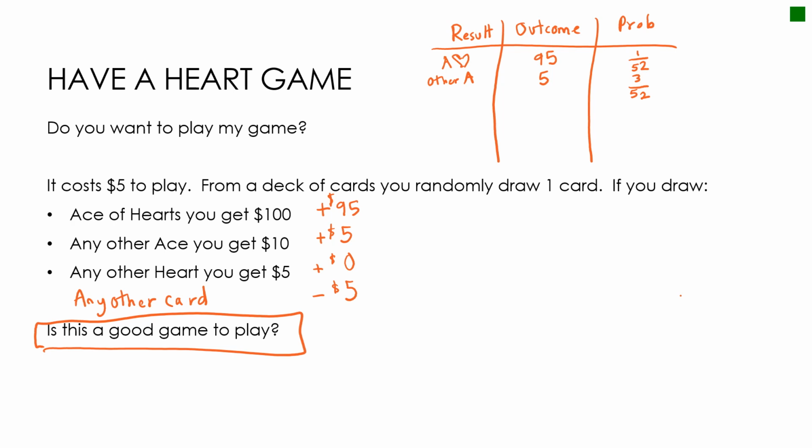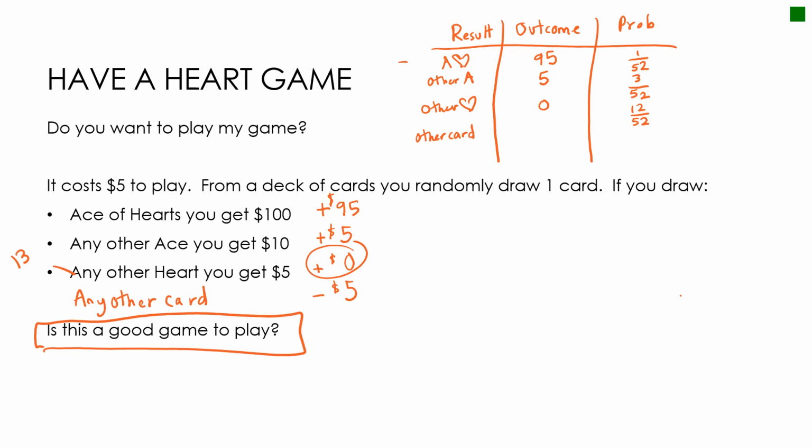Then we have any other heart. Well, there are 13 of each suit, and I've already used the ace of hearts up here. So now it's 12 out of 52 would be other heart. And what was my outcome? That I broke even.